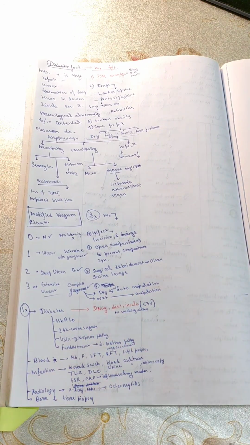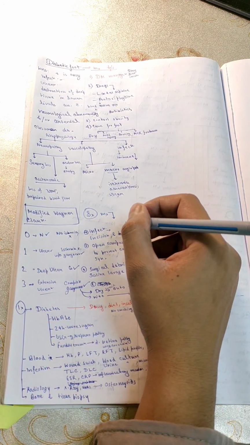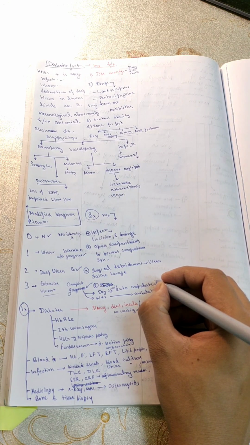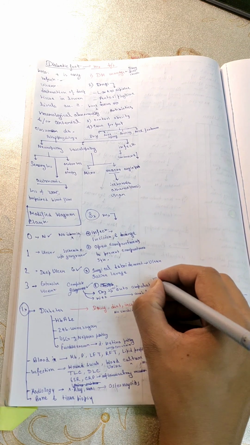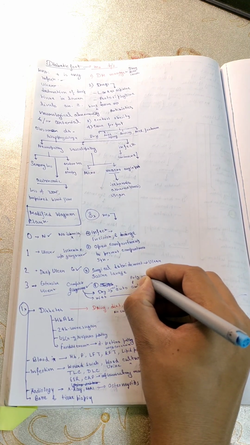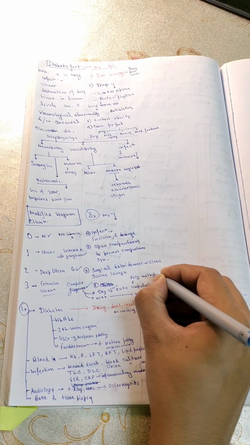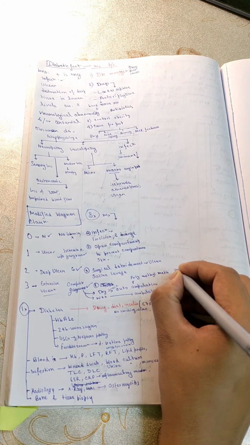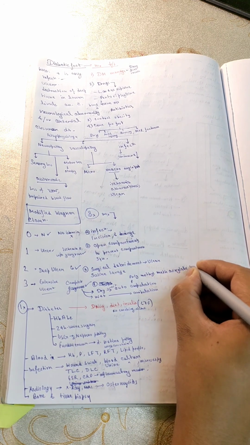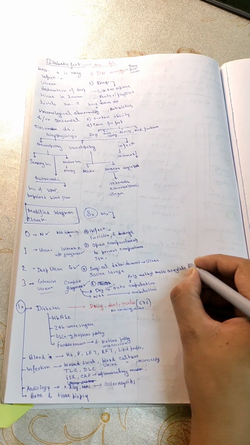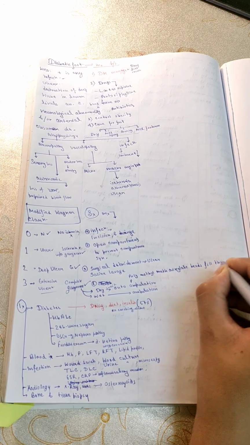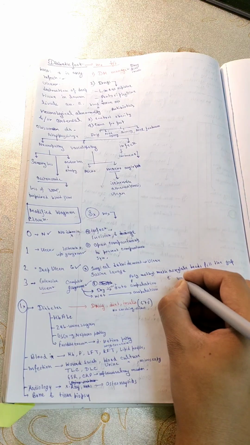Okay, that's it. One single line can be given, that is, after the amputation, polymethyl acrylate beads with antibiotics can be given. Polymethyl acrylate beads, fill the gap with antibiotics.